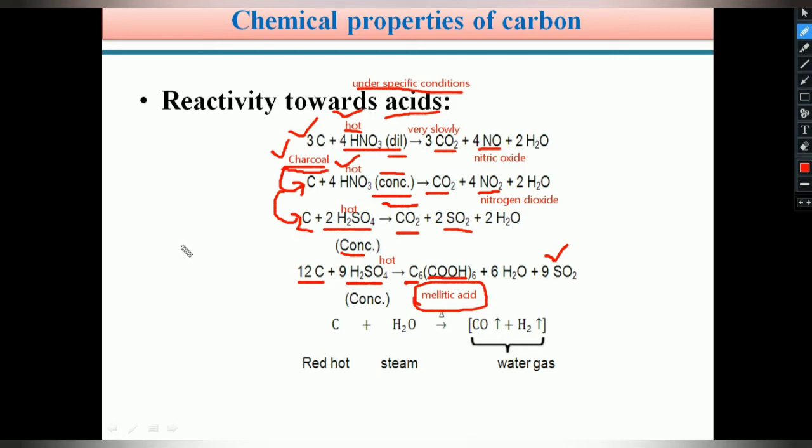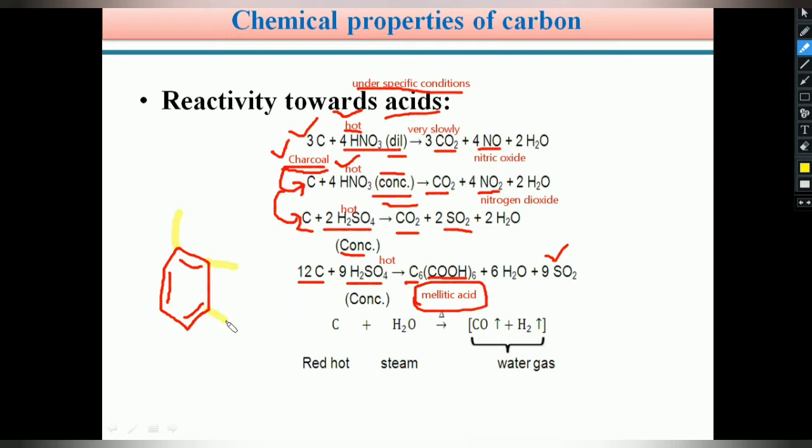Here I try to draw the structure of mellitic acid. See students, we are very well aware of the structure of benzene. Benzene is a 6-membered ring with 3 pi bonds. So the benzene molecular formula is C6H6. These are the 6 carbon atoms, attached to 6 hydrogens.